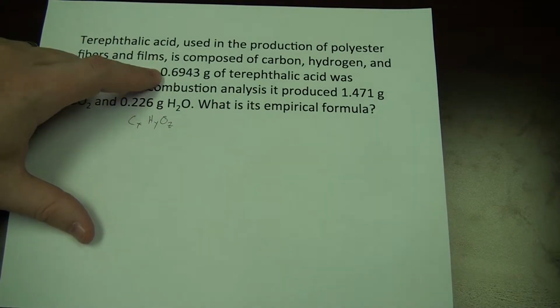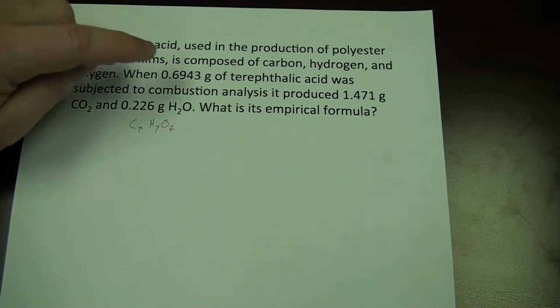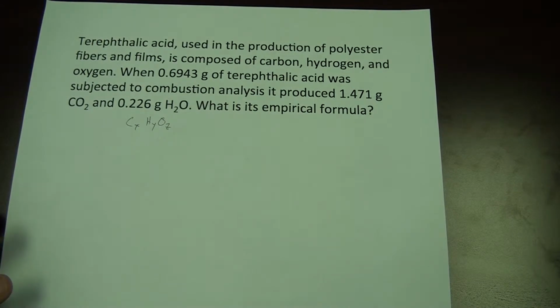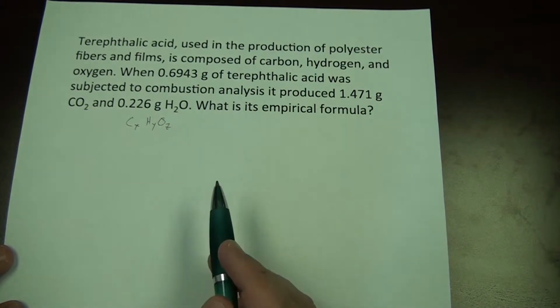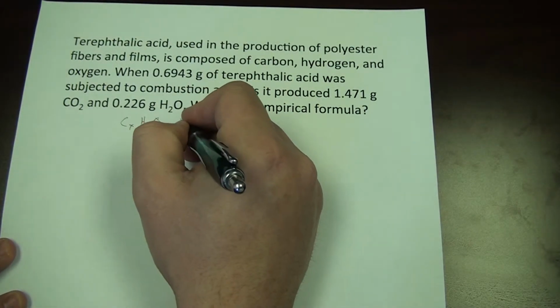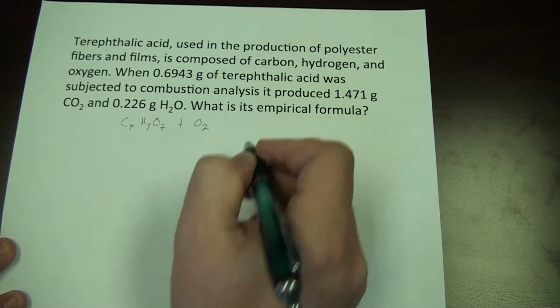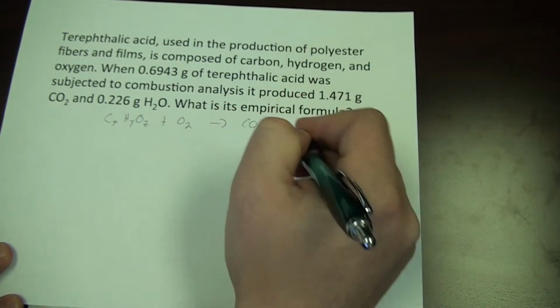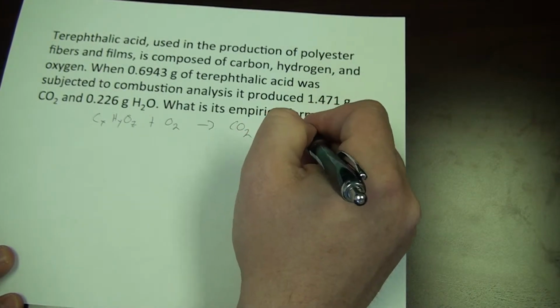When 0.6943 grams of this acid was subjected to combustion analysis, it produces 1.471 grams of carbon dioxide and 0.226 grams of water. So we're going to do some analysis on this. We're taking this compound and doing a combustion analysis, which means we're going to burn it in the presence of oxygen to form carbon dioxide and water.